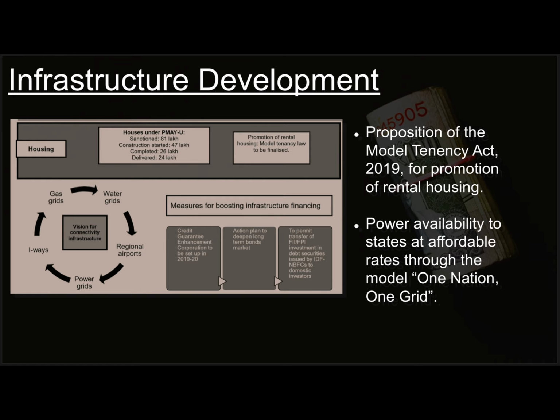About the Indian power system, power availability to states at affordable rates is ensured through the model of One Nation, One Grid. So right now we have our Indian power system that is divided into 5 regional grids. But under One Nation, One Grid, states will get non-stop supply of electricity and grids will be able to share loads as well as surplus.